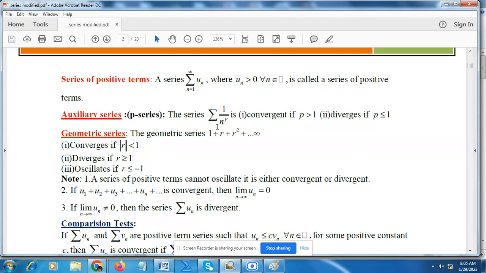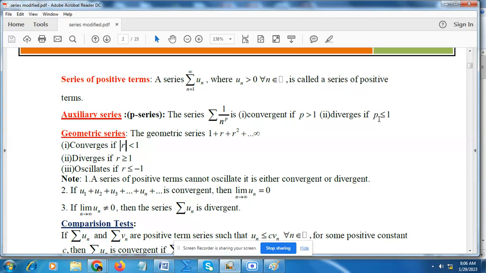It is in the form of 1 by n power p. Whenever you observe the 1 by n power p form, then you take the p. If p is greater than 1, then the given series converges. If p is less than 1, then the given series diverges. Less than 1 or equal to 1.